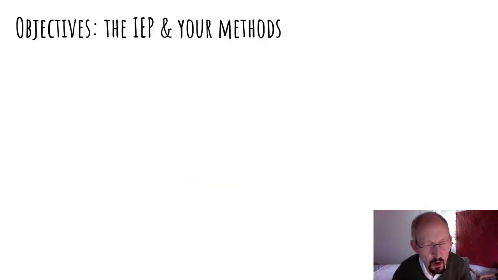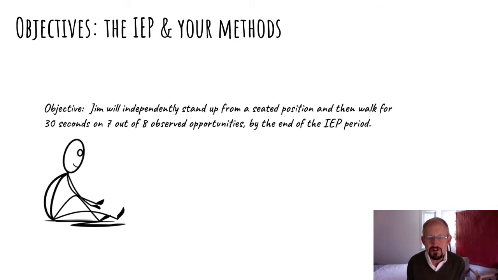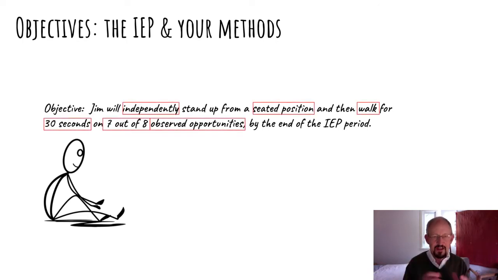Okay, so let's dig into detail now with a specific example. Let's imagine the following objective: Jim will independently stand up from a seated position and then walk for 30 seconds on 7 out of 8 observed opportunities by the end of the IEP period. Okay, so we've got some key words here, and I'm flagging them in red.